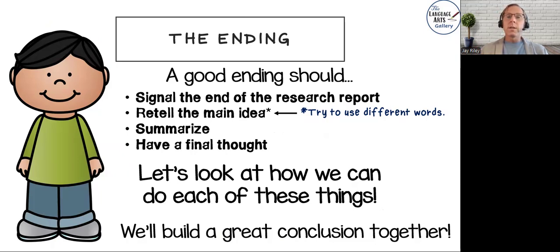If you're working with younger learners and you haven't gotten to this yet, you can just tell them that you want to retell the main idea. Then you want to summarize those three big points. Again, if it's possible to use different words, that's always great. And then you want to leave the audience with a final thought. So we're going to take a look at what each one of these things looks like.